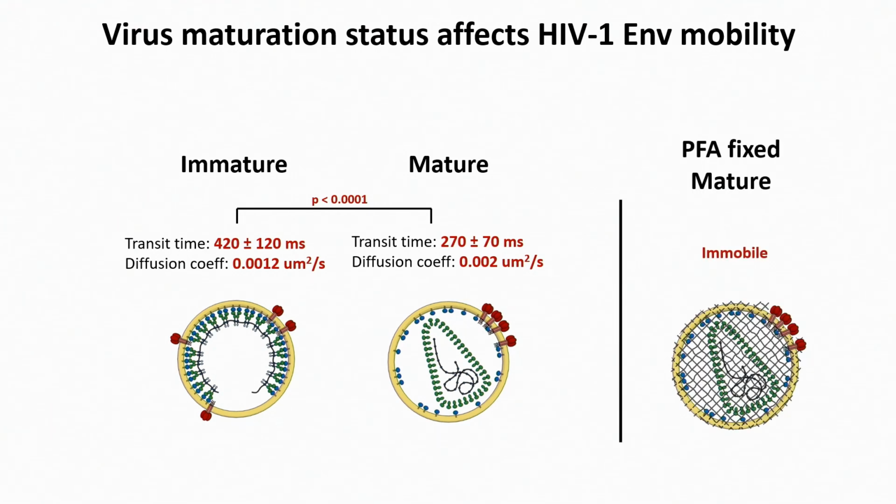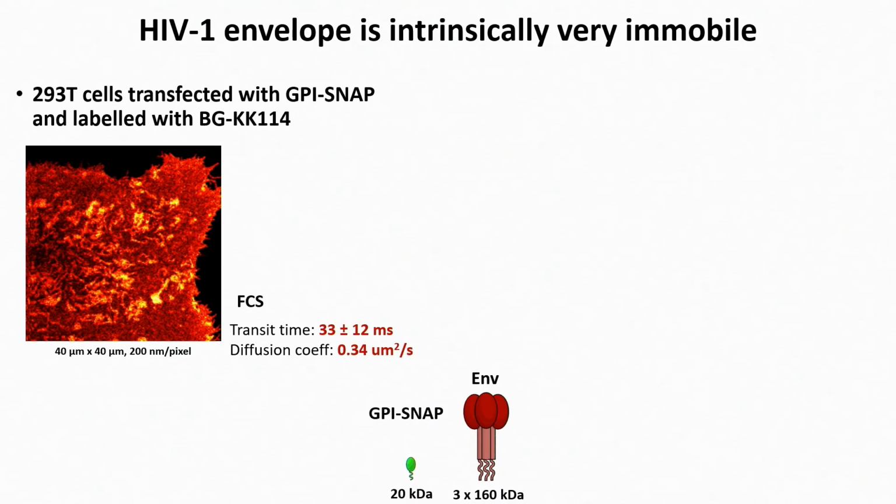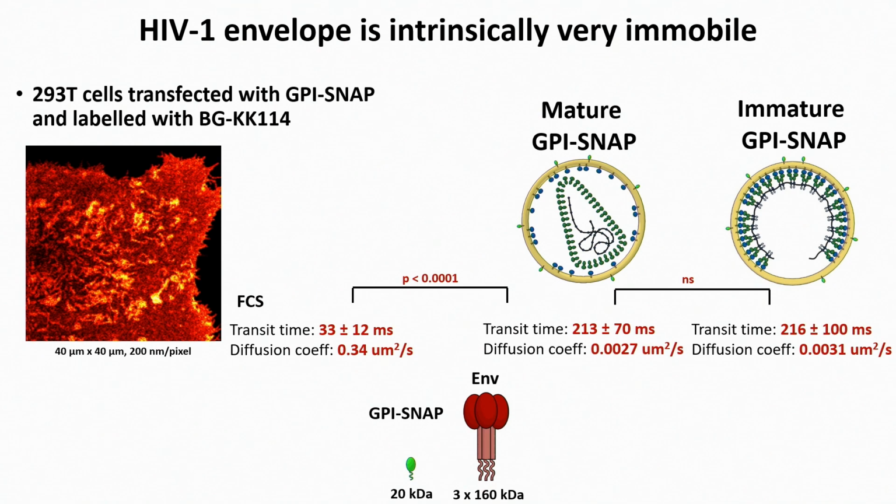And of course, on the fixed virus particles, everything was immobile, so it showed us that the study is well controlled. We found that the HIV envelope is intrinsically very immobile, irrespective of Env. When we looked at cells labeled with a GPI anchor, which is a very tiny molecule compared to Env, we found the average transit time to be consistent with what molecules of this size are supposed to show. But when looking at the virus, mature or immature, we found that even those small molecules slowed down an order of magnitude on the virus surface.